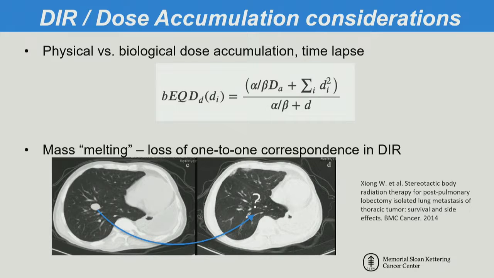And then another consideration is the mass melting. All the DIR algorithms that we've seen today are based on the one-to-one correspondence of voxels in the deformable image registration. So it means there is always one voxel in one image that corresponds to another voxel in the other image. When the tumor resolves, for example, we lose that one-to-one correspondence. So we need to come up with, or study this a little bit more and see, how are we going to deal with this.